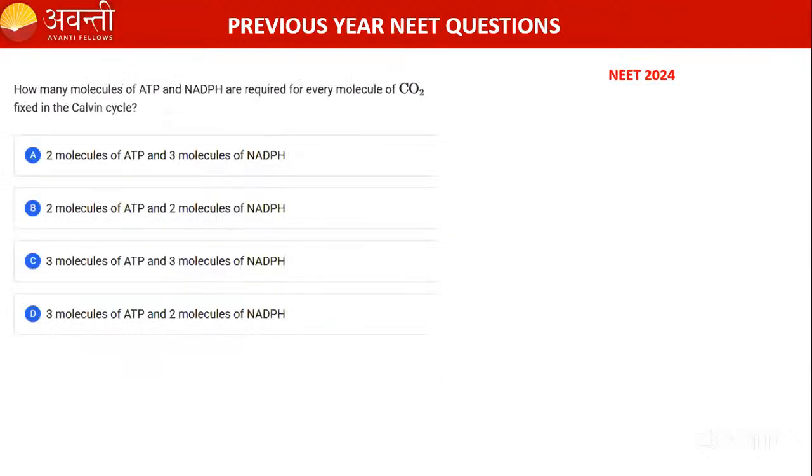How many molecules of ATP and NADPH are required for every carbon dioxide molecule fixed in the Calvin cycle? See here, they are asking about the total. Total ATP and NADPH required in the Calvin cycle. Total they are asking. Very good, Dipu. Very good, Shreya.